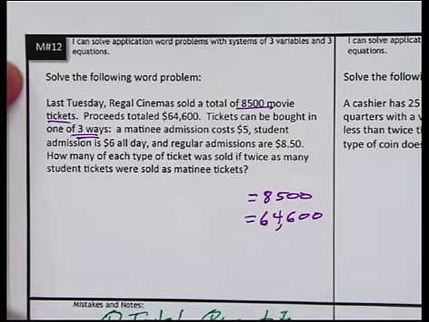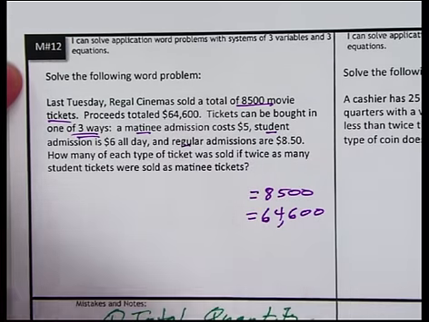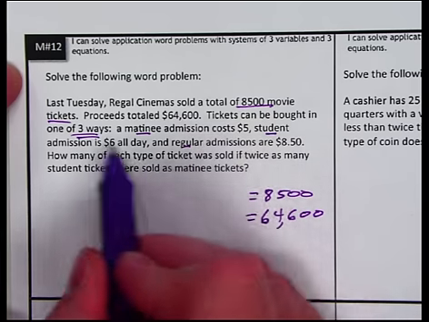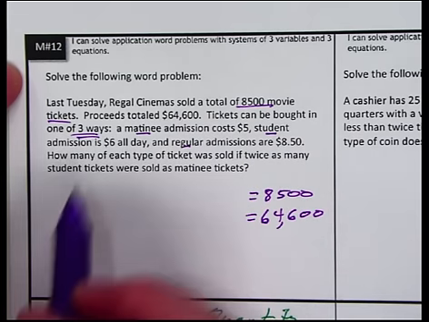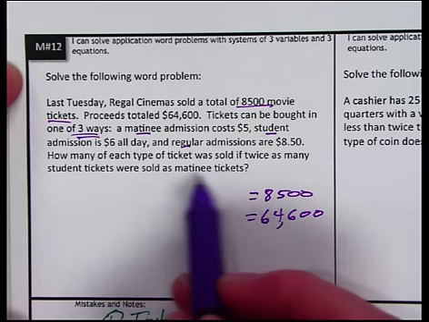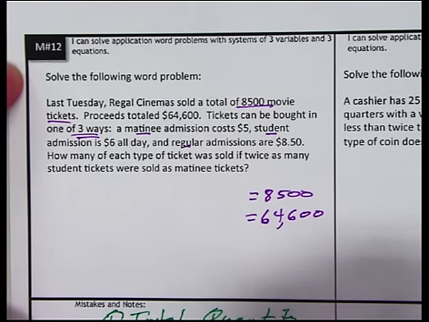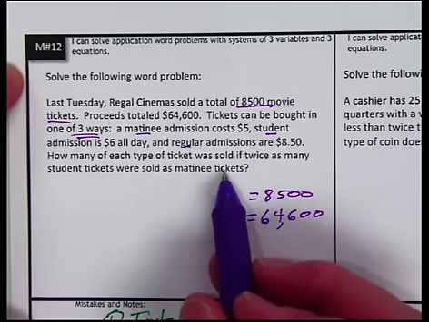Well, that's telling me I've got 3 variables. I've got matinee, I've got student, and I've got regular. $5 for these, $6 for those, $8.50 for regular. How many of each type of ticket was sold if twice as many student tickets were sold as matinee tickets? Okay, that right there tells me that I've got a relationship statement. I'm going to think about that one later.